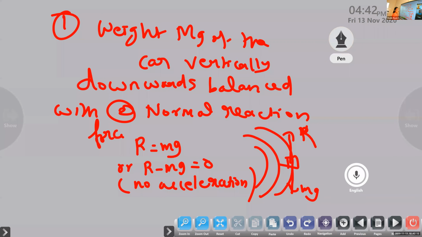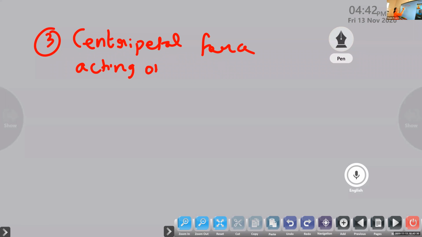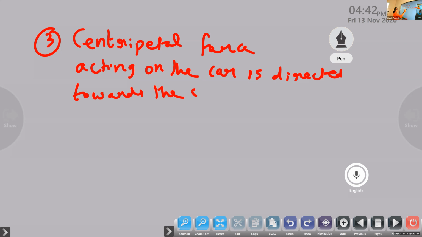The third force which is acting is the centripetal force. The centripetal force acting on the car is directed towards the center of the circle.